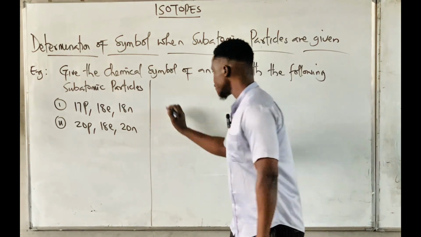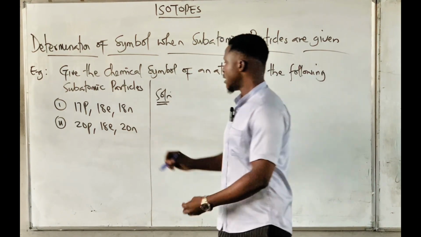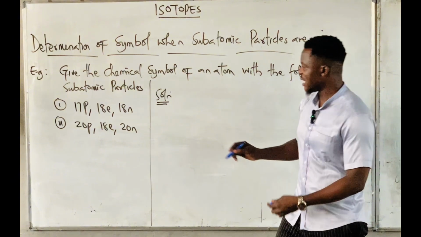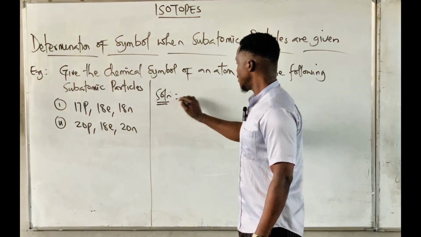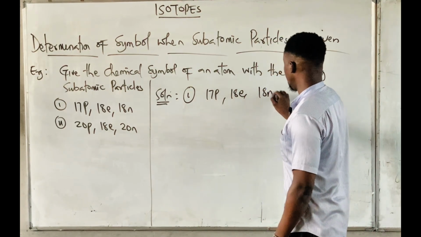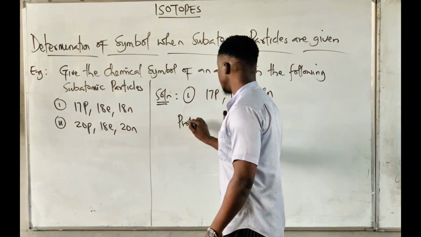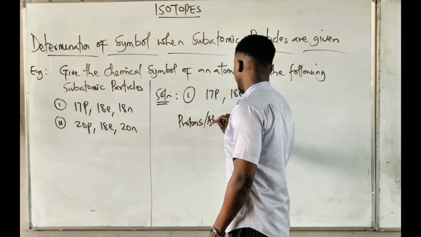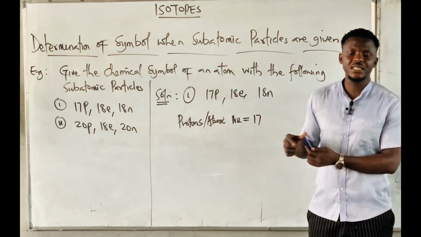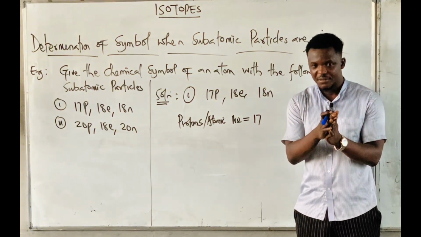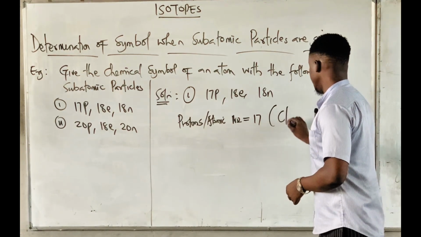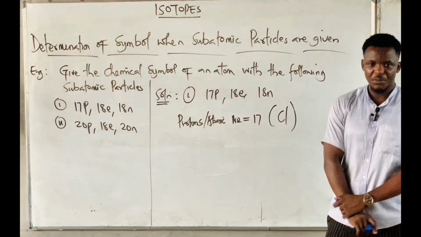So let's look at this one. I'll say solution. I want to give the chemical symbol that has these subatomic particles. So the first thing I'll say, proton, for the first one, I have 17 protons, 18 electrons, and 18 neutrons. So I'll say proton, which is same thing as atomic number, equals 17. So I'll ask myself, in the periodic table, which element has atomic number of 17? It's chlorine, right? So this becomes chlorine because chlorine is the only atom that has atomic number of 17.